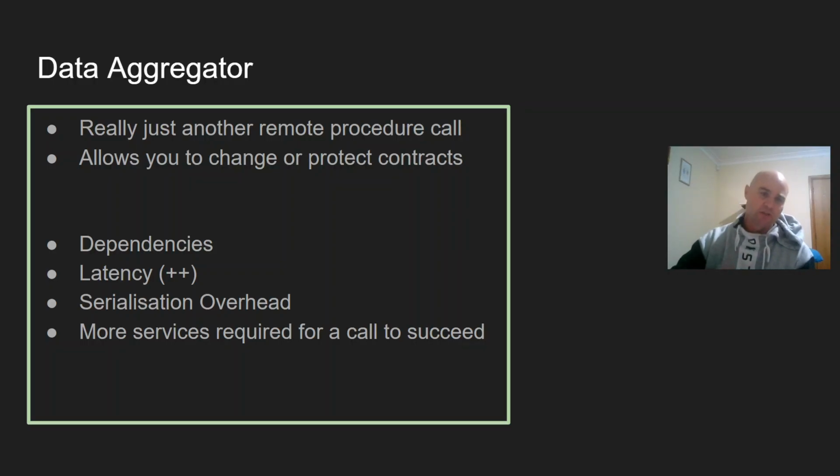So the problems with this are dependencies. You've got extra latency potentially, particularly if you're running on a separate host. You've got the serialization overhead, which would be different to as if you had just put the API inside of the service. That might not be an option to you, particularly if you're on a different team or in a different company and you don't own the service that you're aggregating, and that's totally fine. And it basically just means that more services are required in your call graph for a call to succeed.